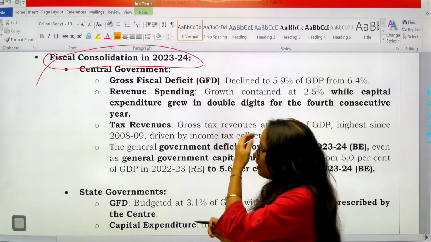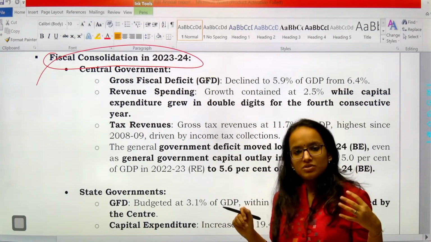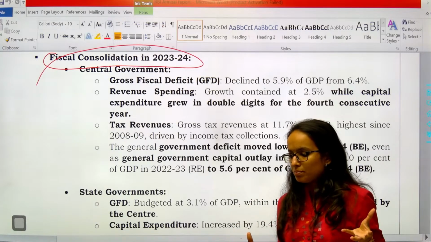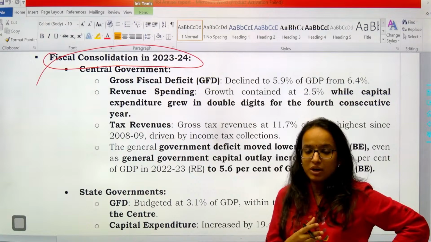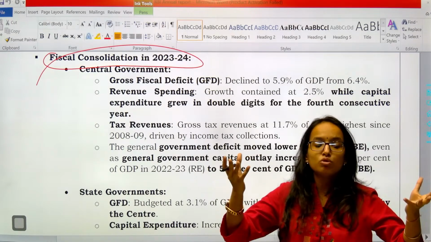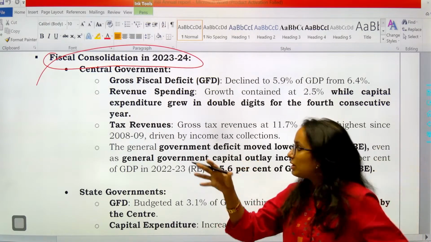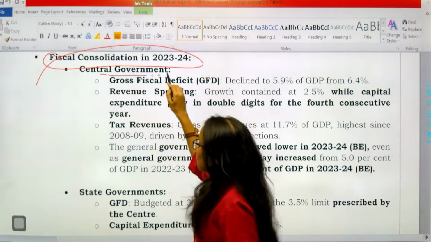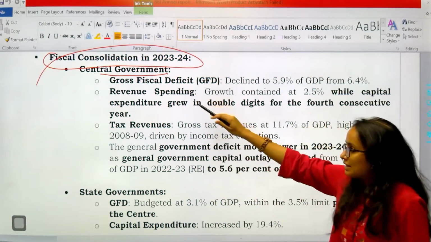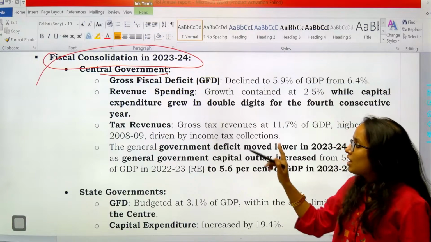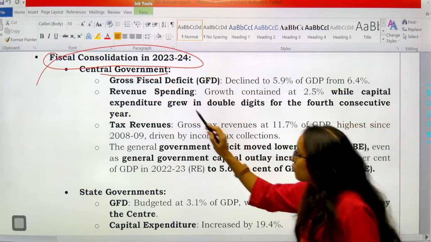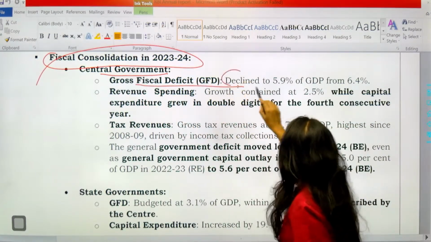All right. So this is fiscal consolidation: more prudent fiscal policies on the part of the government of India, trying to reduce the fiscal deficit, simultaneously trying to achieve higher economic growth. Now let's see the central government first. We will see fiscal consolidation for both the central as well as the state governments. Firstly, central government gross fiscal deficit declined to 5.9.